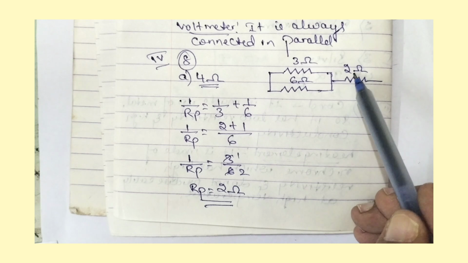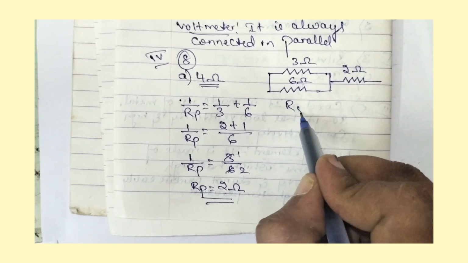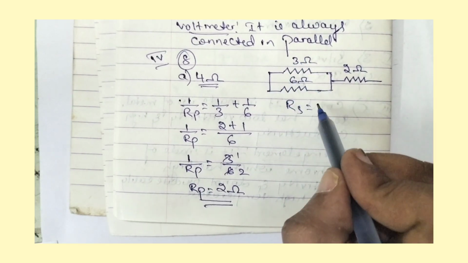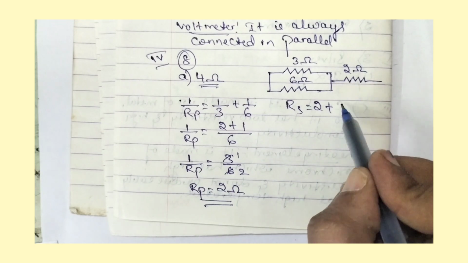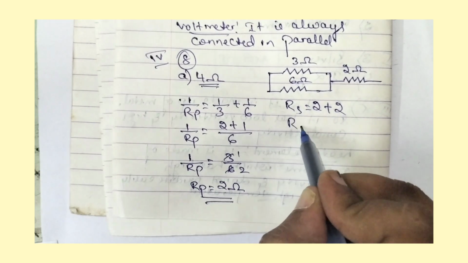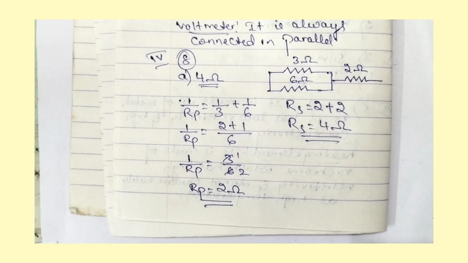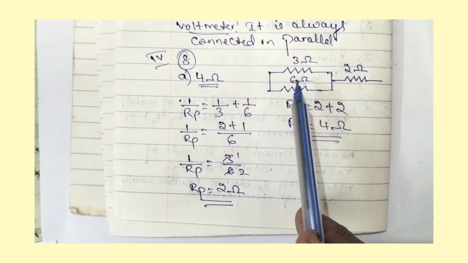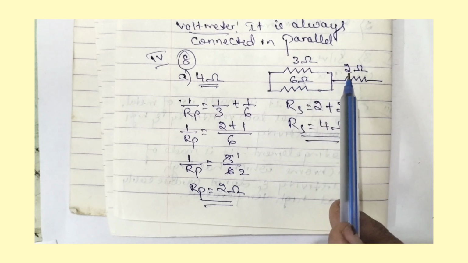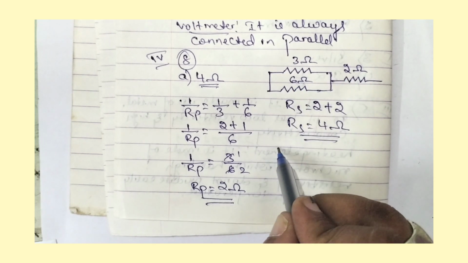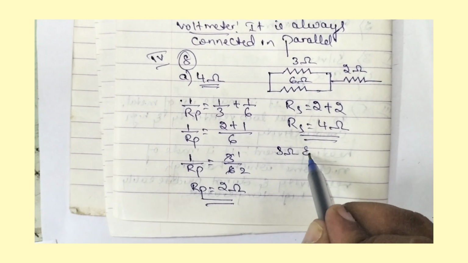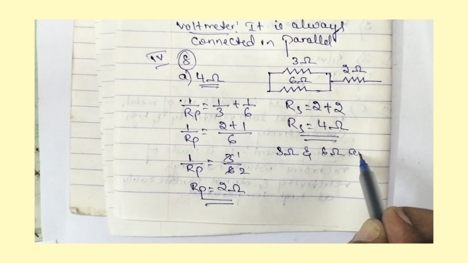Now this is connected in series. So RS is equal to the total resistance of this, 2, plus the resistance of this, 2. So total RS is equal to 4 ohm. So to get 4 ohm resistance, the 3 ohm and 6 ohm are connected in parallel with the 2 ohm in series.